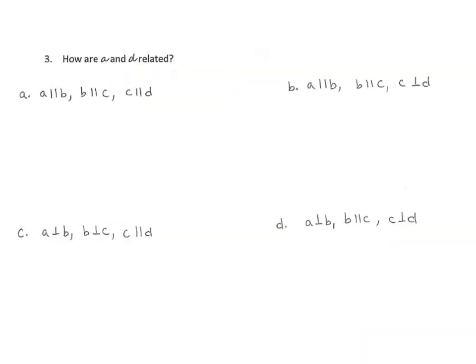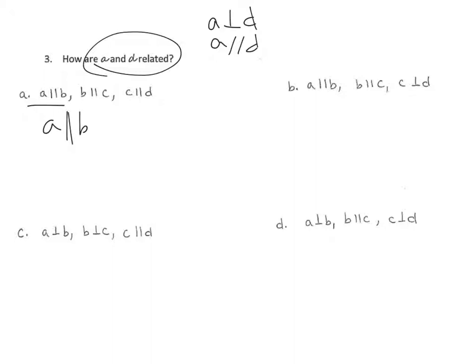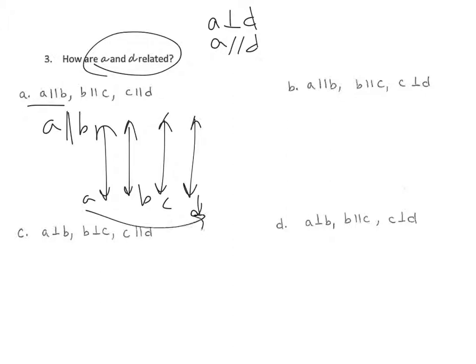Okay, these are simplest to draw out. So if you want to know how A and D are related, at the end you should have A is perpendicular to D or A is parallel to D for your answer. So the best thing to do is to draw them out. If A is parallel to B, I'm going to draw it like this. You have A, you have B, B is parallel to C, C is parallel to D. What's going on with A and D? Well, A is parallel to D. That's your answer.